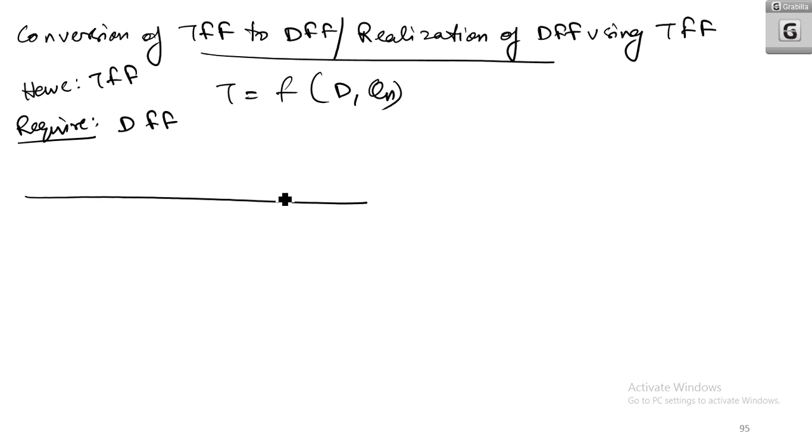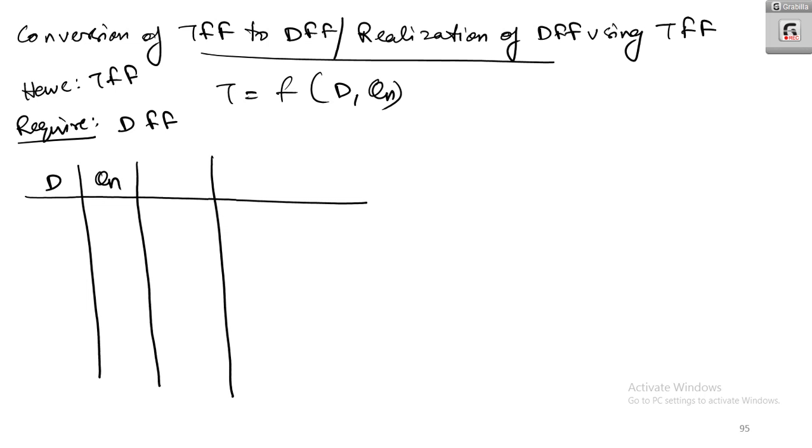Now coming into the table. Input is D, here we are having Qn, this is Qn plus 1, and here we are having T. So we have 0, 0, 0, 0, 1, 1, 0, 1, 1. So what is D? D is basically Qn plus 1. So you can write 0, 0, 1, 1.